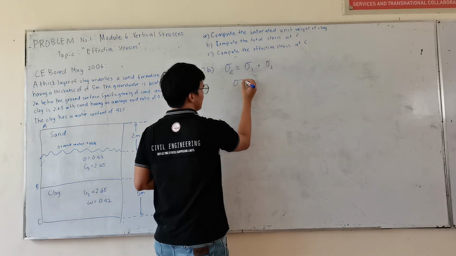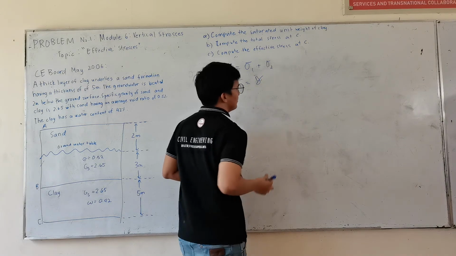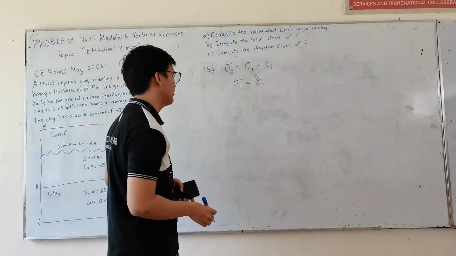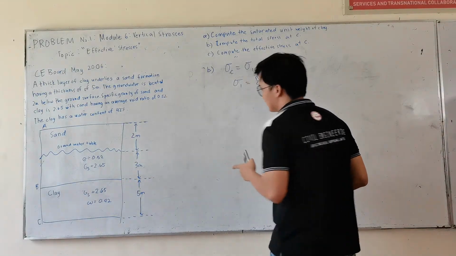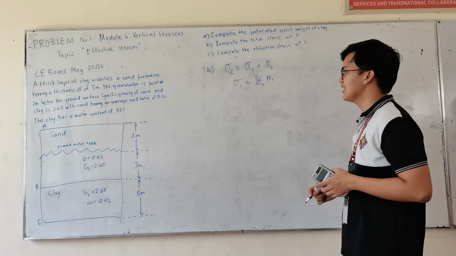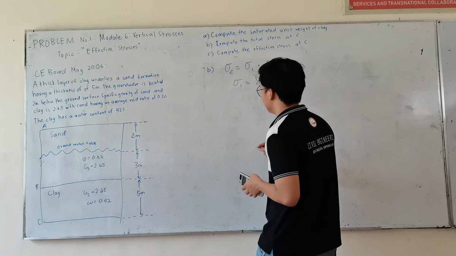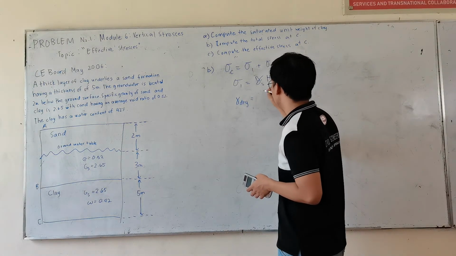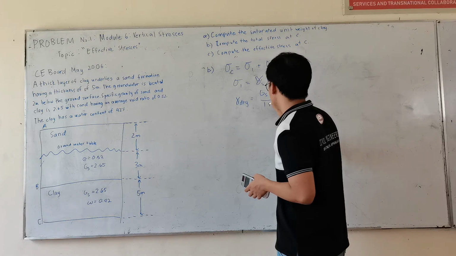So kung mapapansin natin, para mahanap natin yung total stress sa 1 is, hanapin muna natin yung unit weight ng lupa nandun sa layer na yun times yung height niya. So kung mapapansin natin yung sa soil profile natin, yung unang layer natin is sand. So, hanapin muna natin yung unit weight ng sand natin, Y dry. Y dry is equals to specific gravity times unit weight of water over 1 plus e.